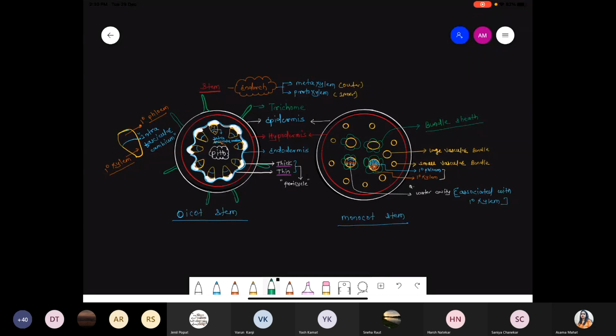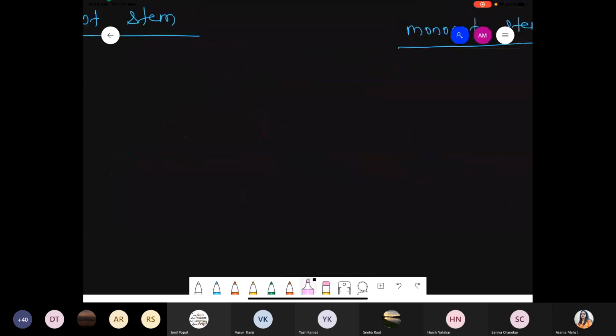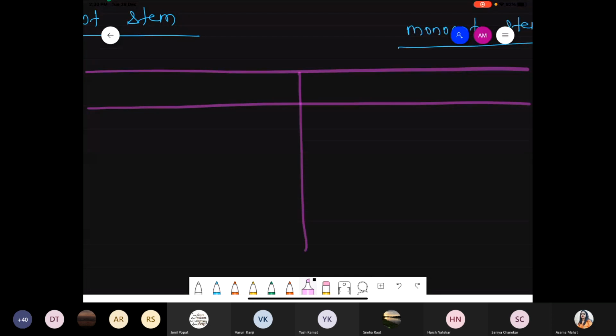Chalo, diagram part is done. Should I continue with the differentiation between dicot and monocot stem? Should we start? Done? Okay, chalo. So, quite a simple differentiation between dicot and monocot stem. Here we are talking about the dicot stem, and at this point we compare it with the monocot stem.